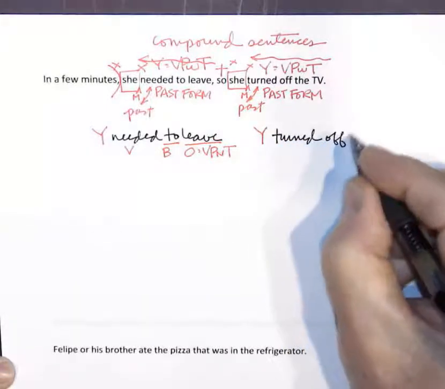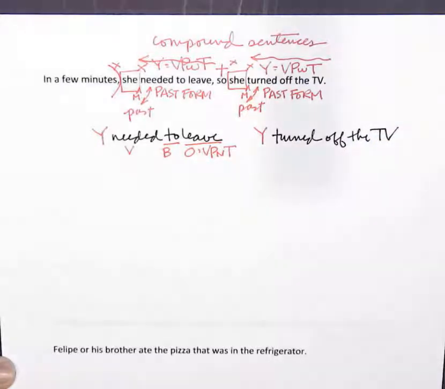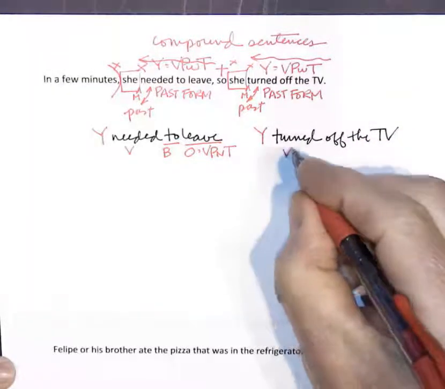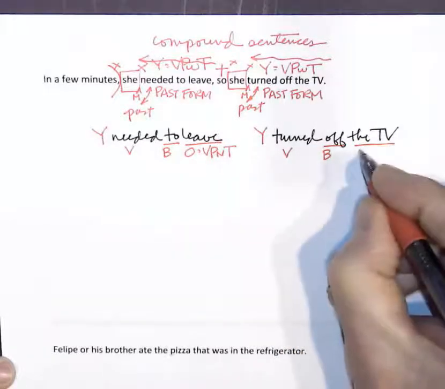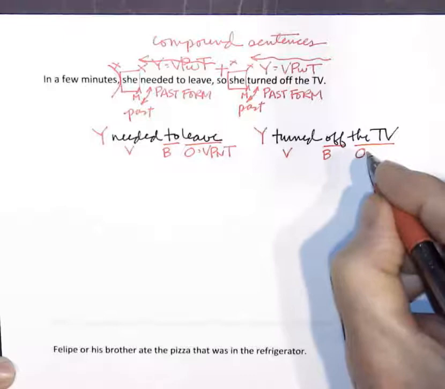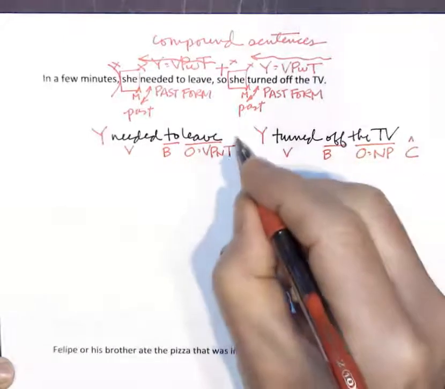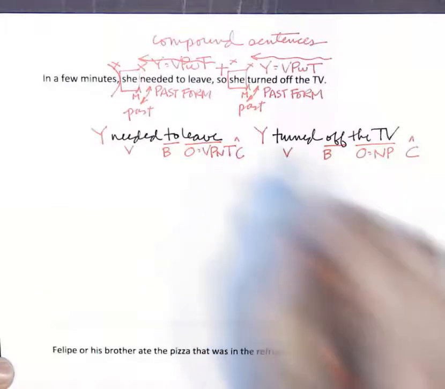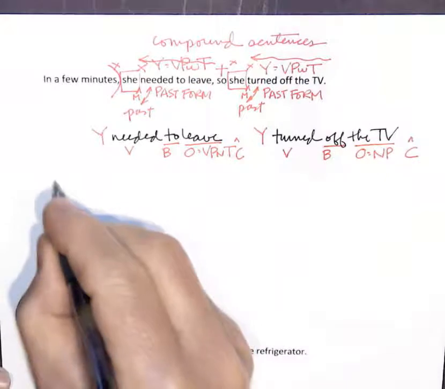Turned off the TV. Turned is the verb. Off is the particle. The TV is the object. It's a noun phrase. The complement place is empty, and the complement place is empty in this first sentence. And let's take care of the shifter.